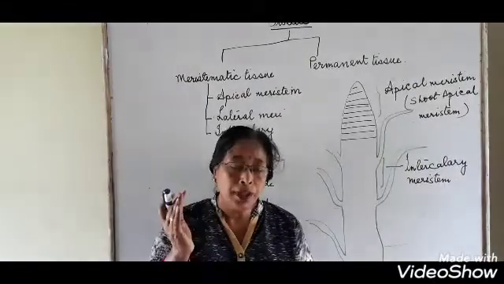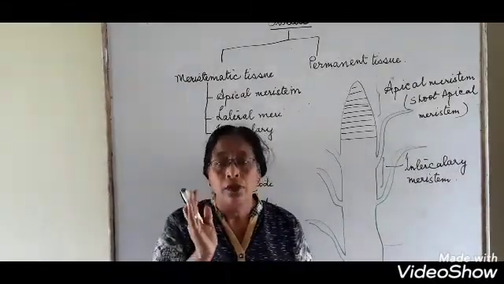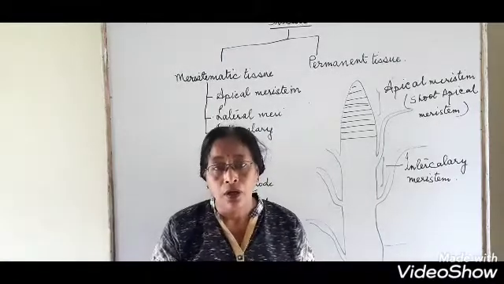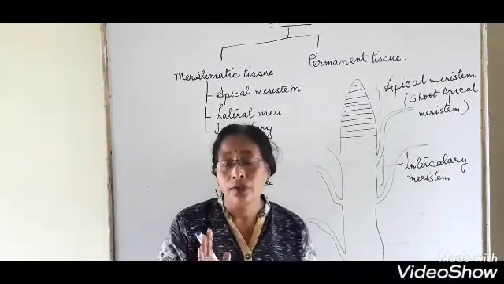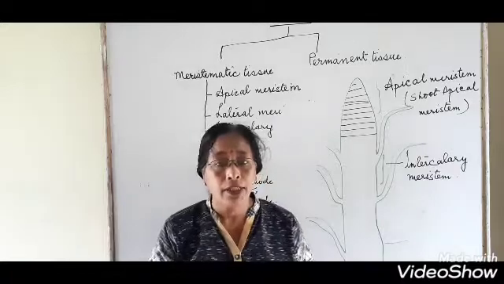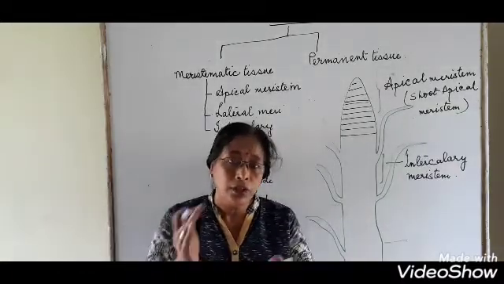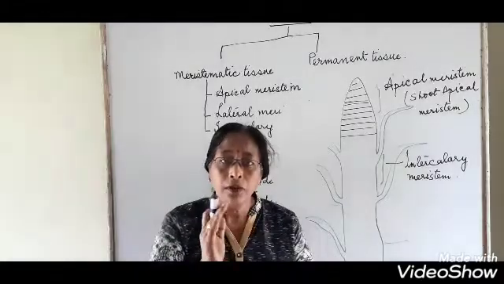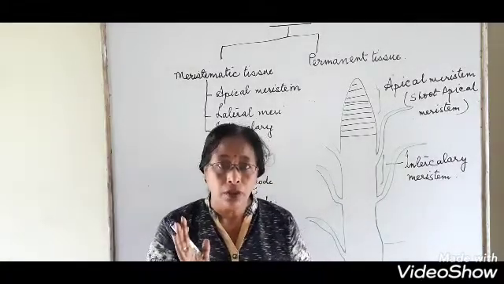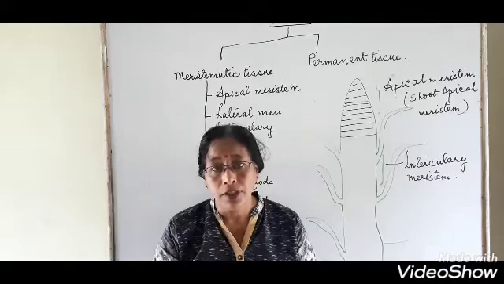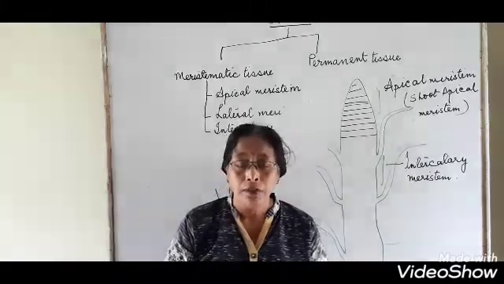The upwards bending, the bending and then becoming straight of the branches or the twigs of the plant is because of the activity of the intercalary meristem. You have seen the bending of the plants and then the plants become straight. This is because of the activity of the intercalary meristem.